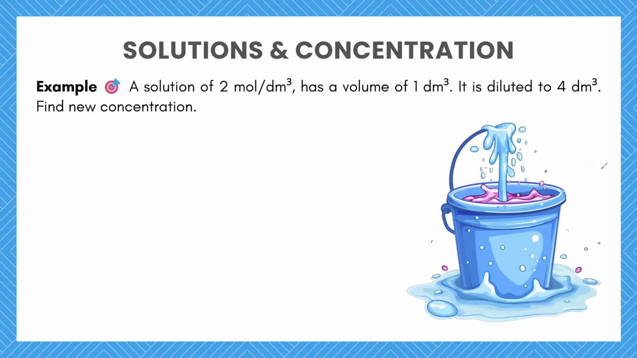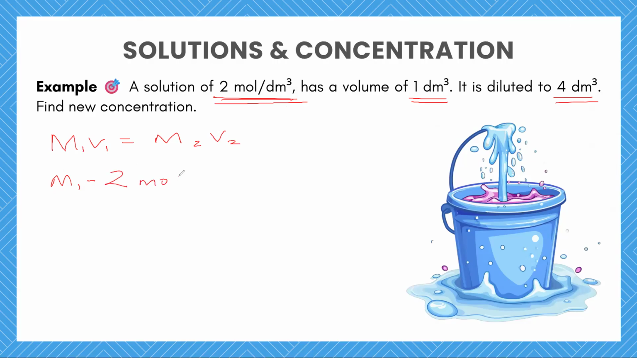A solution of 2 moles per dm cube has a volume of 1 dm cube. It is diluted to 4 dm cube. Find the new concentration. So the first thing to do would be to write down our formula: M₁V₁ is equal to M₂V₂. So let's give the values to each variable. We have M1, which stands for initial concentration. What is the initial concentration in this case? A solution of 2 moles per dm cube. That was the concentration before it was diluted. So we have 2 moles per dm cube as the initial concentration.